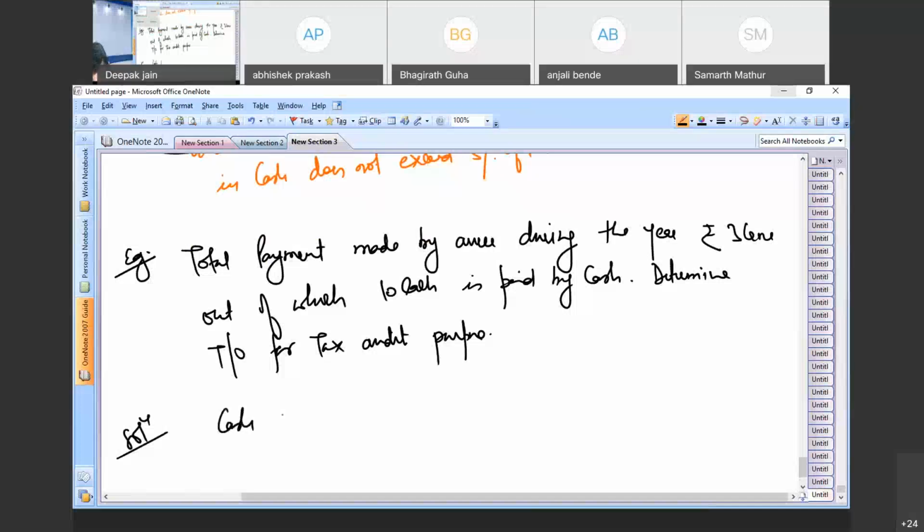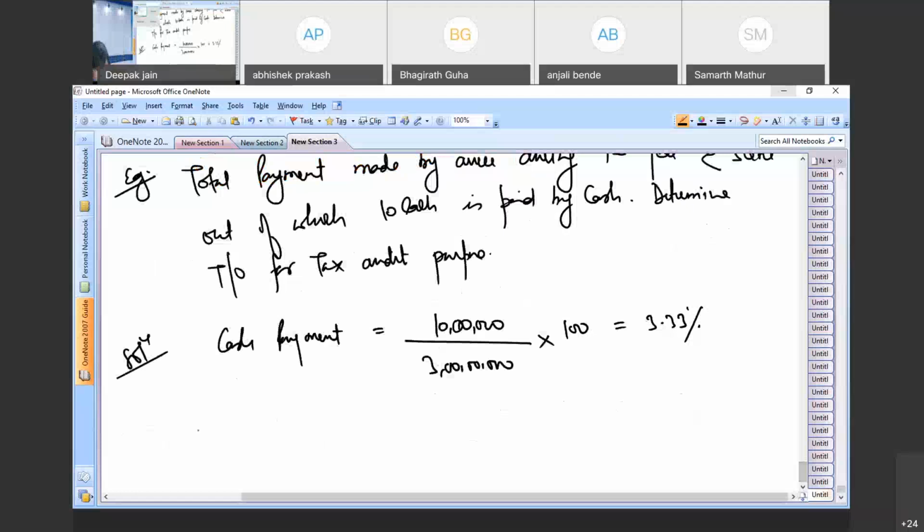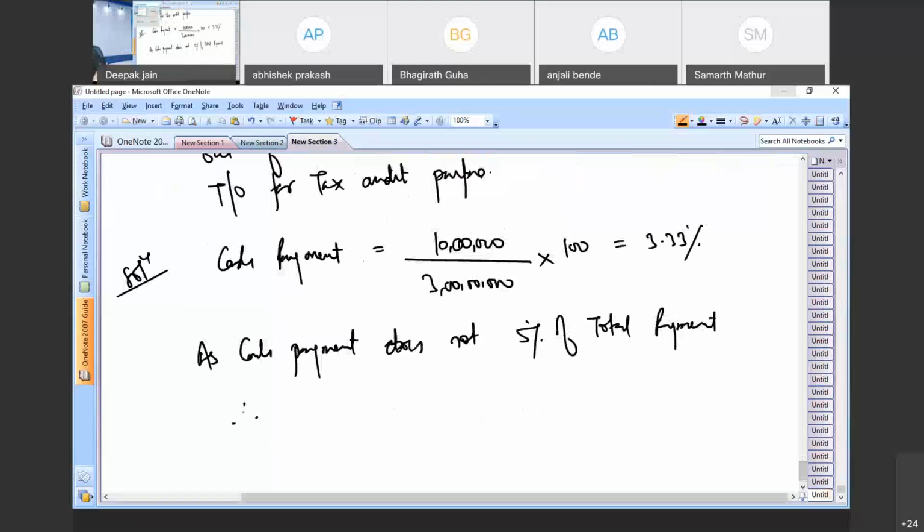Anyone? Cash payment 10 lakh out of 3 crore. How much is the percentage? I think 3.33%. Calculate the percentage. Yes, sir, 3.33. So, as cash payment does not exceed 5% of total payment, therefore how much turnover shall be considered? 1 crore or 5 crore? Sir, 1 crore.